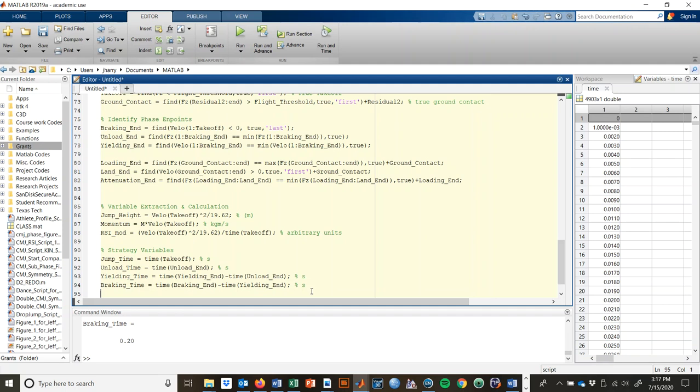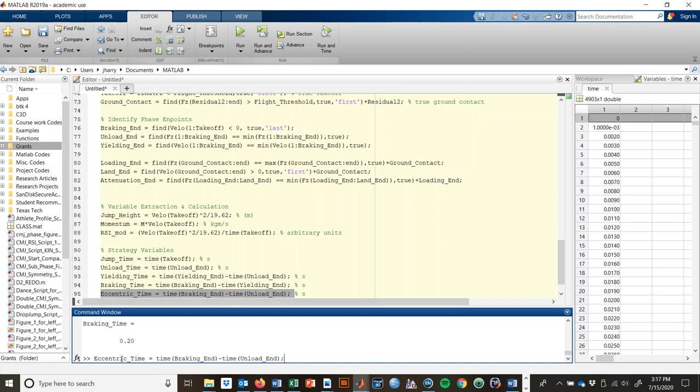All right, then the final phase, what we'll do here is we'll actually do an eccentric time. That's really just the sum of braking plus yielding, but you may be interested in looking at the eccentric phase as a whole and not breaking it into its subphases. So let's just go ahead and do that. This would end up being time from the end of the braking, so braking end, minus time at the start of yielding, which would be unload end. Okay, and then this will be 0.38, right? It's the sum of yielding and braking.